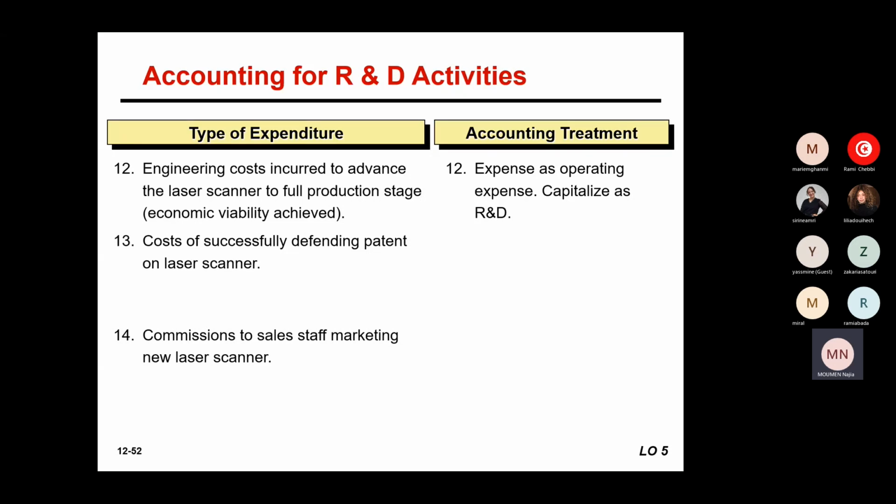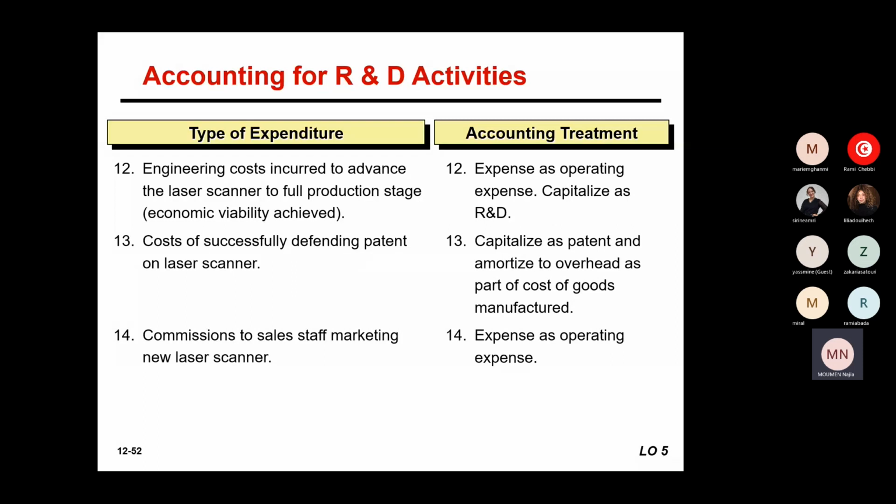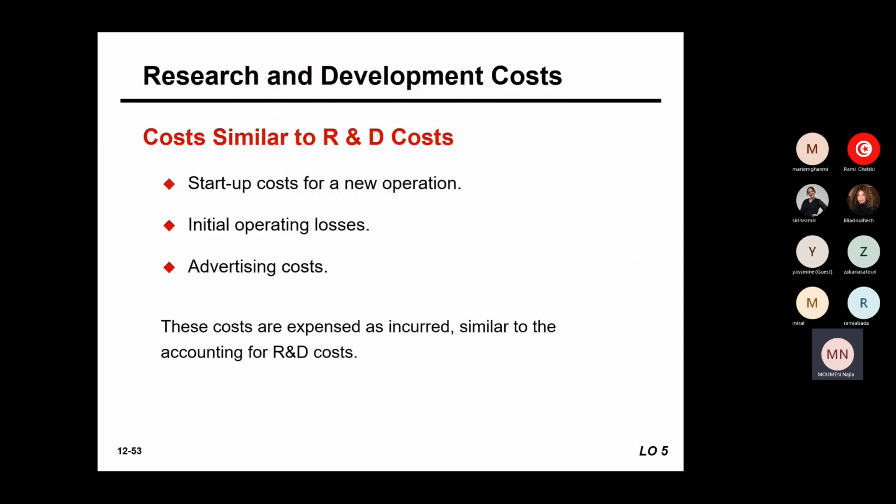For the cost of successfully defending the patent, this is also capitalizing and amortizing, as we said, to the cost of goods manufactured. Commission to sales staff marketing the new laser scanner. So this is selling and administrative expenses. It's not an R&D cost. So that's all for research and development costs.